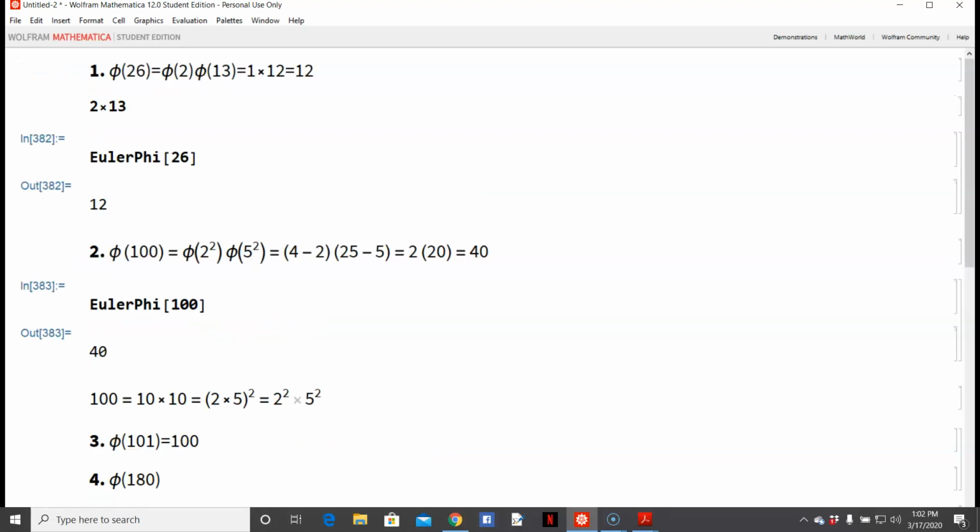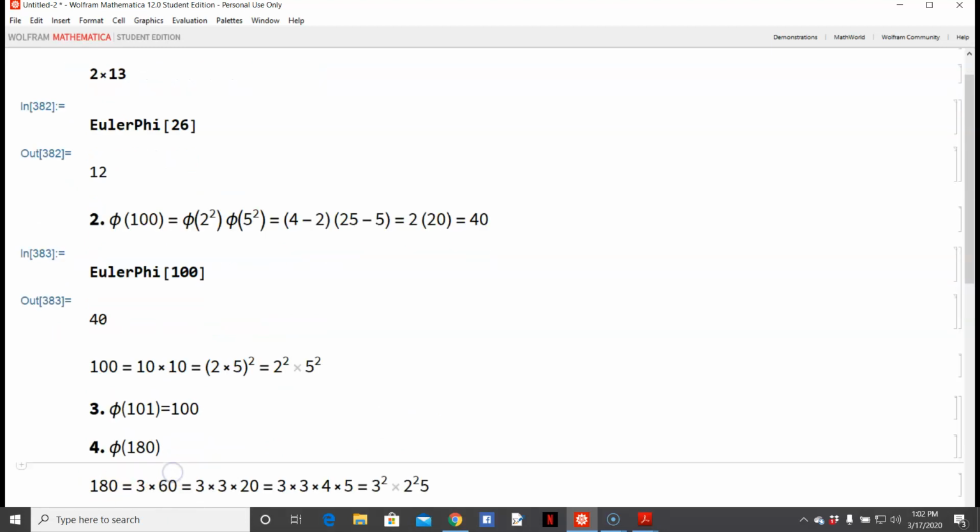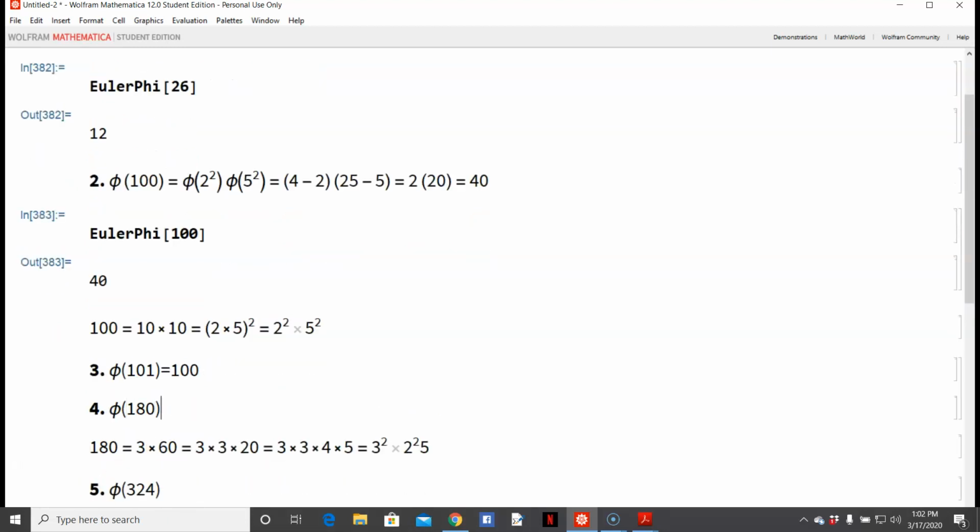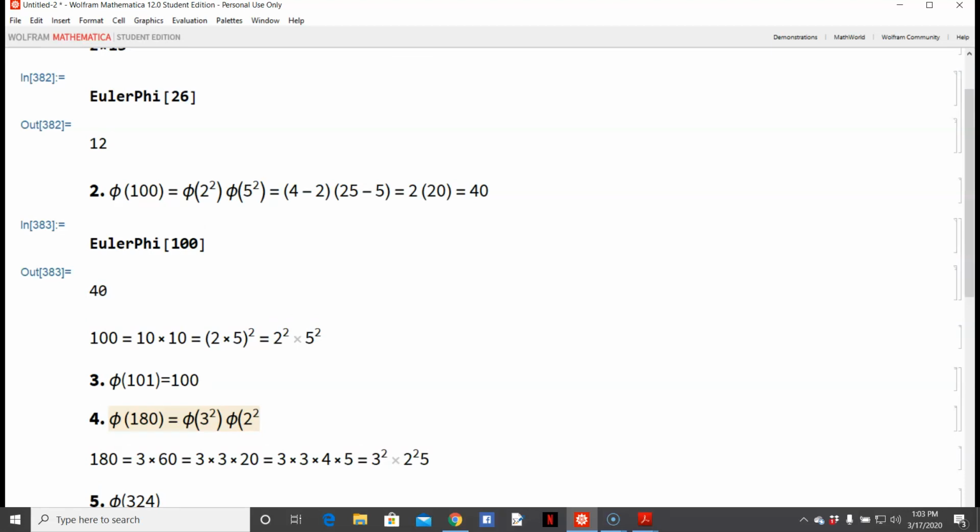All right, so the Euler phi of 180 is going to be the Euler phi of 3 squared times the Euler phi of 2 squared, sorry, keep hitting my page up, page down buttons, times the Euler phi of 5.